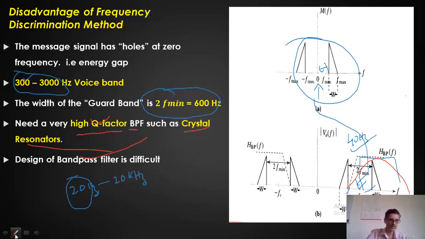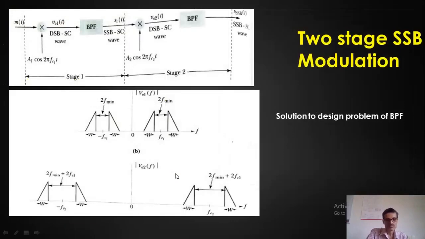So what we can do is go with another method, which I will explain now. This is another way where we can solve this problem. I can say that this is the solution to the design problem of the band pass filter. So what exactly I am doing here is using 2 stages of SSB modulation. This portion is the first stage, and this is the other stage. I am using the same product modulator and band pass filter, and the output of the first stage is given to the second stage.